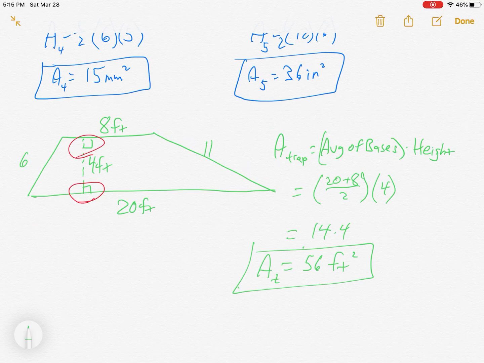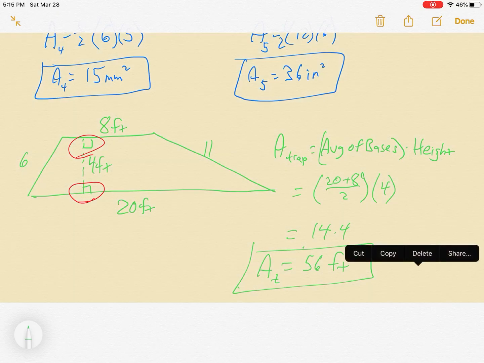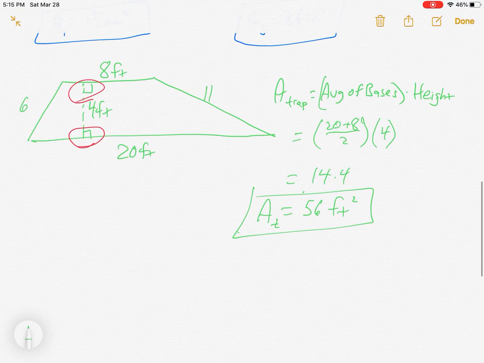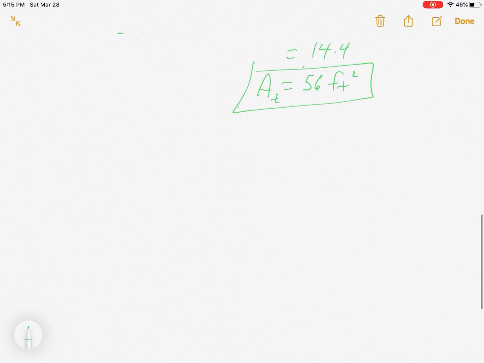That's it. That's what 10.2 is. Area of trapezoids: you must have the bases and the height. The bases are the parallel sides. The height is the distance between the parallel sides. You could have a trapezoid on its side, and that'd be fine. That just means your height would actually be a horizontal measure.